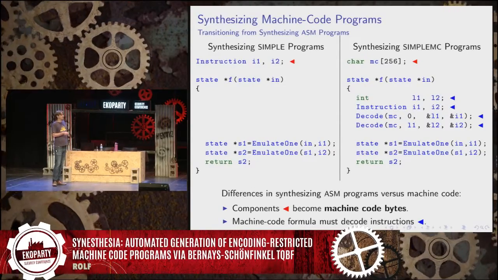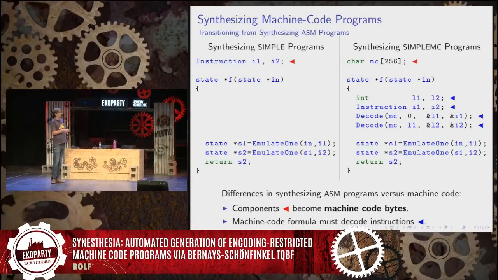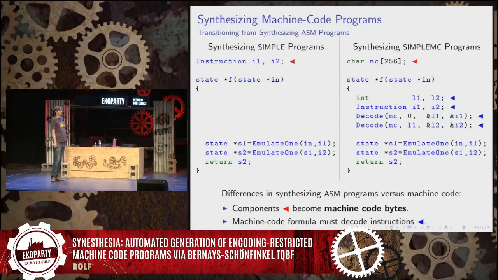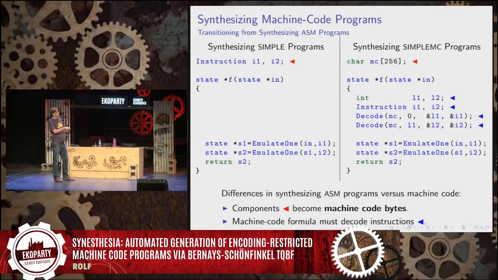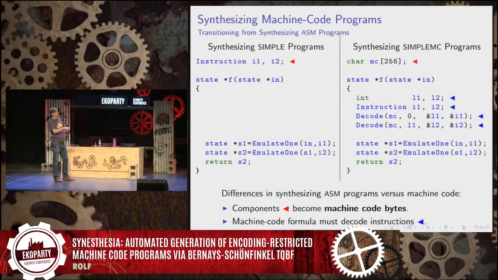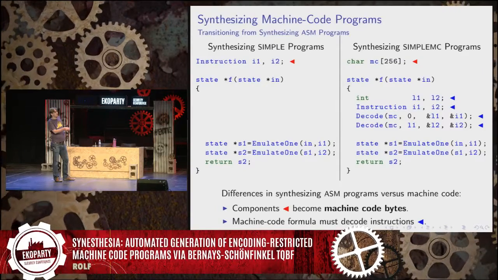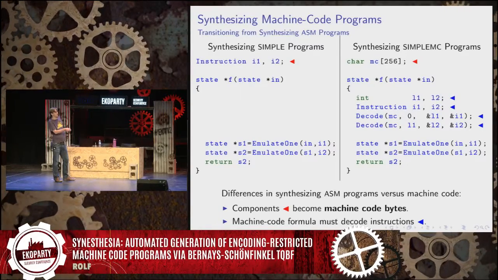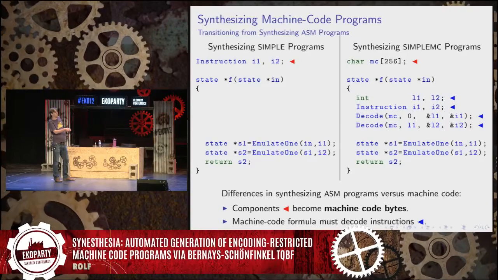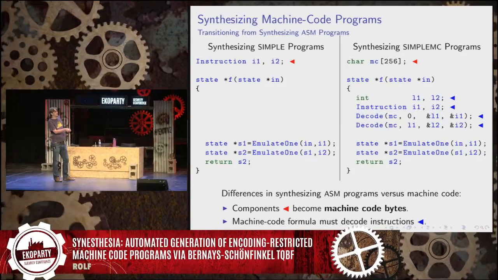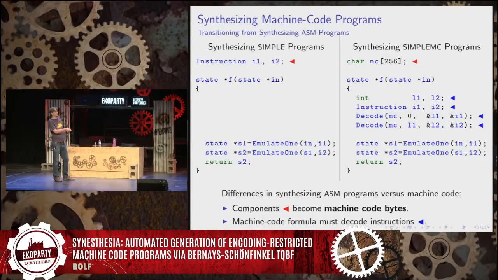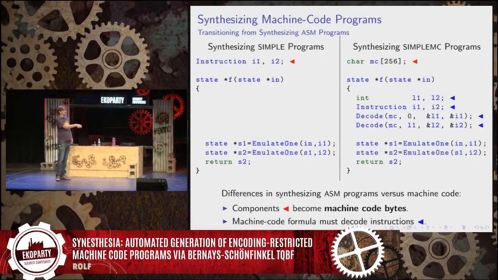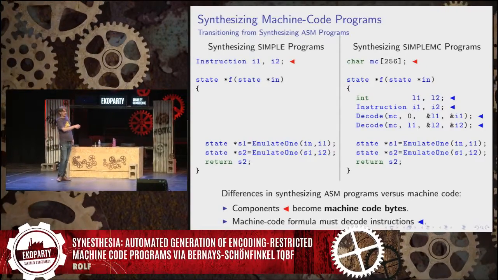On the other hand, this is what our machine code synthesis formulas are going to look like. Our components are going to be machine code bytes, char MC256. And then our synthesis formula similarly is going to take in a state, and it's going to return a state. And the difference is it's going to decode 2 instructions out of the machine code first, calling this function decode to fill in the value of instruction I1 and I2. And then the rest of the function is going to be the same. Once we have our instructions, we just use them to transform the state and return the final value. So all we have to do is write the decode function, and we're home free.